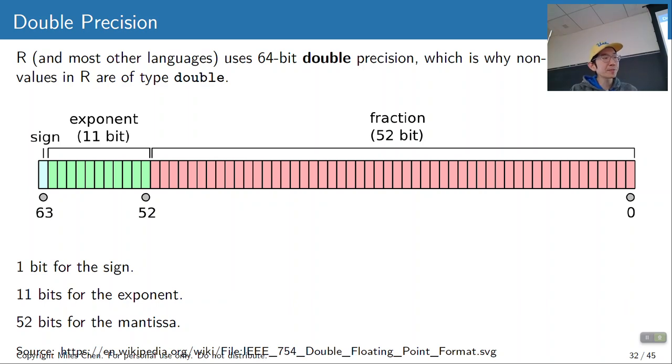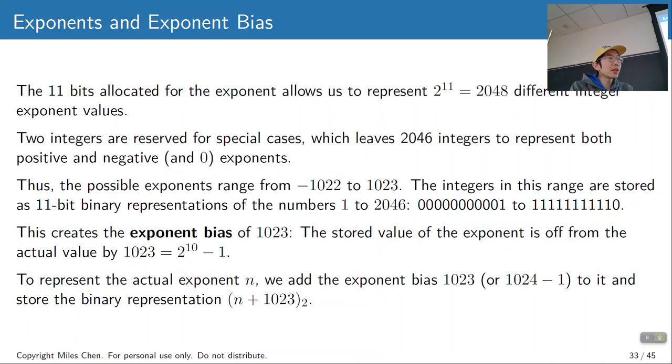And of the budget, those 64 bits are allocated: 1 bit for the sign, so we can have positive or negative numbers, 11 bits for the exponent, and 52 bits for the mantissa, okay? And we can represent a whole bunch of numbers like this. So those 11 bits that get used for the exponent, how many unique values can you represent with 11 bits?